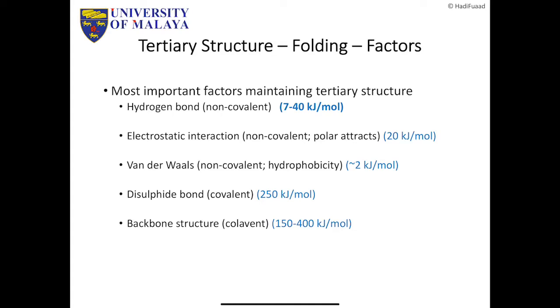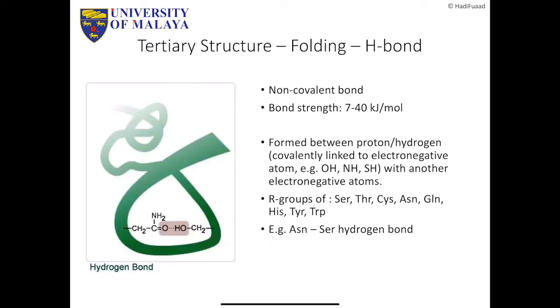So what are the most important factors affecting tertiary structure? There are five listed here: hydrogen bonding, electrostatic interaction, van der Waals, of which three of these are non-covalent, while this one is a covalent bond structure. And you can see the energy is way different, and therefore each has its own advantage and disadvantage. So hydrogen bond, it's more or less the same as the slide previously shown, so I'm just going to skip that one.